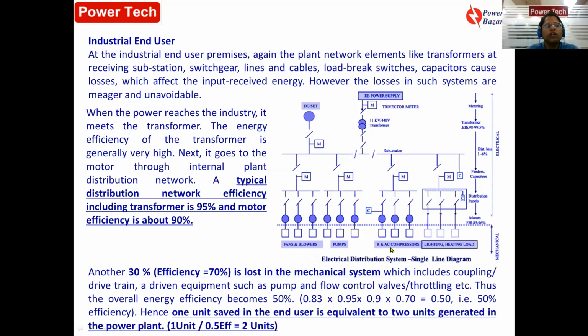Therefore, it is usually said that 1 unit saved at the end user is equal to 2 units generated in the power plant. You can easily prove this by this example: 1 unit saved at the end user is equivalent to 2 units generated in a thermal power plant.